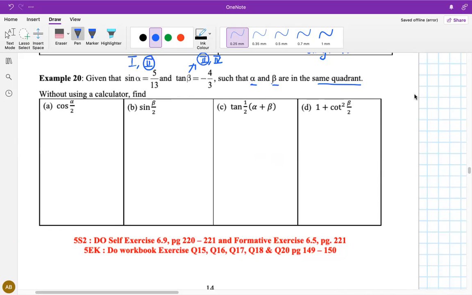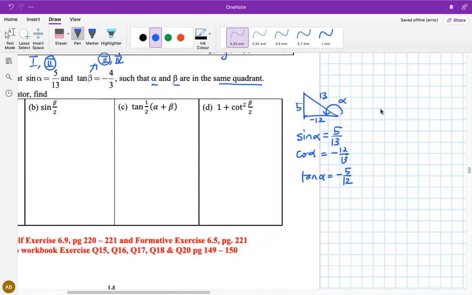Okay, so in quadrant number 2, if I draw out the diagram, this is alpha. So sine alpha is 5 over 13. So this is negative 12. So therefore, you get sine alpha is 5 over 13. Hence, cos alpha is negative 12 over 13. And tangent alpha, of course, is negative 5 over 12.